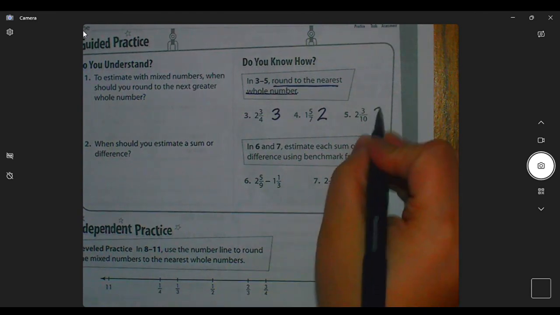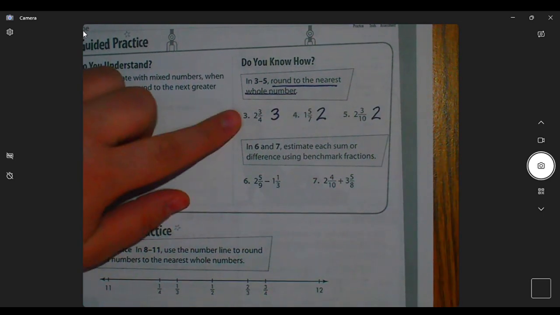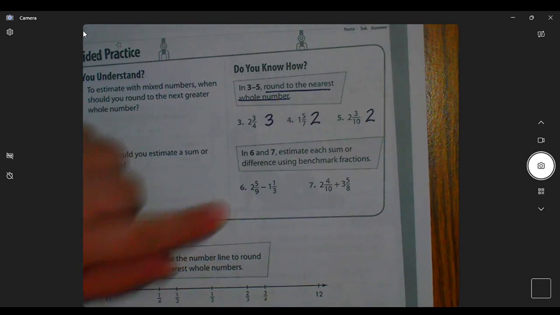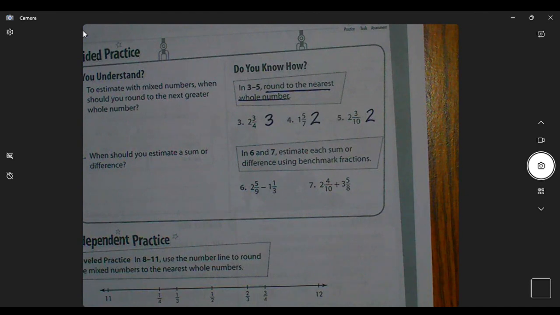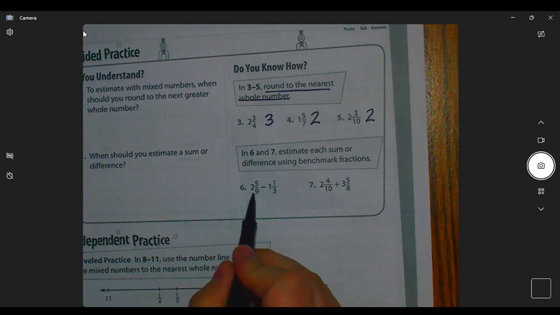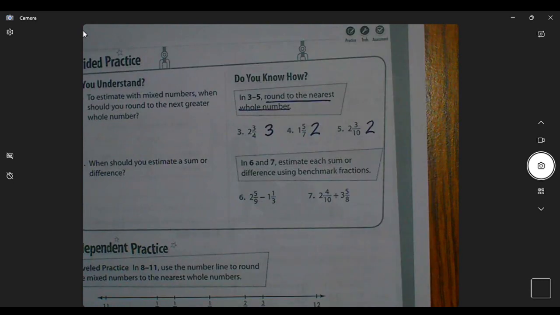Now, let's put what we practiced up here into some practice down in 6 and 7. Now that we know how to round them, let's add them and subtract them. 2 and 5/9. 5/9. Is that closest to 2 or is it closest to 3? I'm sorry. Let me rephrase my question. 5/9, is it closest to 0 or is it closest to 1? You're right, it's closest to 1.